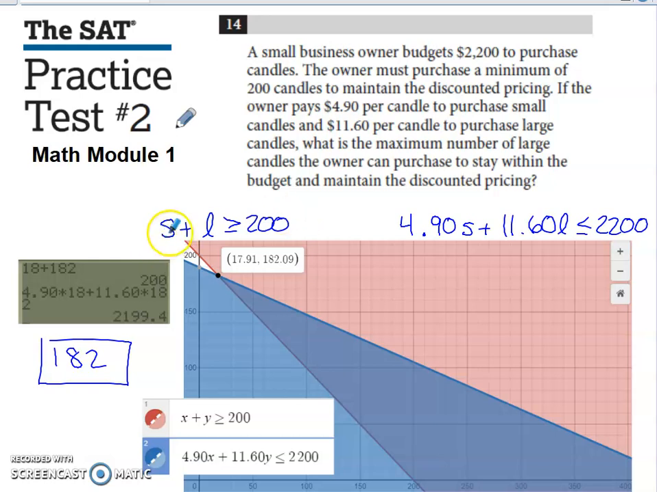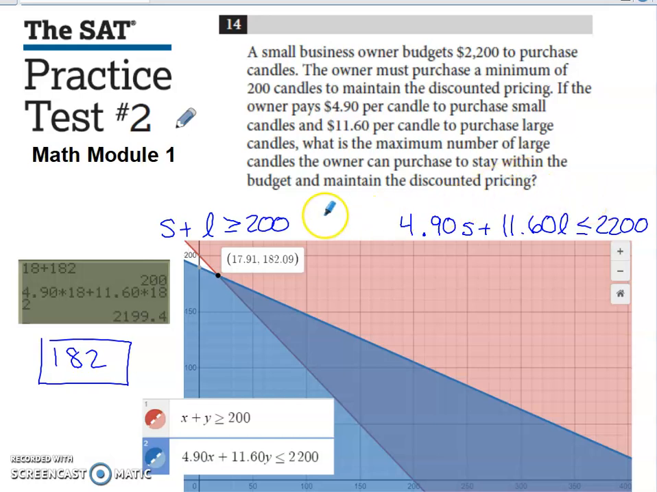So the number of small candles purchased plus the number of large candles purchased has to be greater than or equal to 200. You also have a budget here. You need to stay less than or equal to $2,200 spent. So I'm going to take the total cost of my small candles, $4.90 per small candle, times the number I'm going to purchase, and I'm going to add on the cost of each large candle times the number of large candles I'm purchasing. Both of these inequalities would have to be true in order for the business owner to stay within budget and to maintain the discounted candle prices.